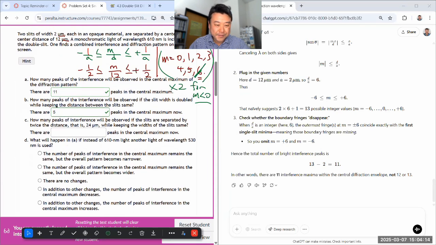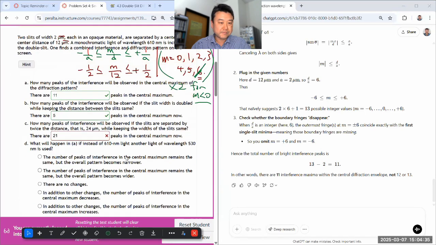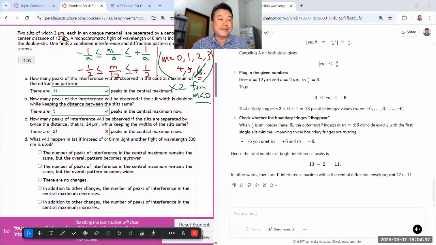How many peaks of interference will there be if the slit is separated by twice the distance while keeping the width? So I think I'm going back to 2 micron, then double it, then again on either side there will be 5, 5. They're gonna be double now. 10, 10, 20, and then 1 in the middle, so it should be 21, I think. I probably counted it wrong. Well, let me ask ChatGPT.